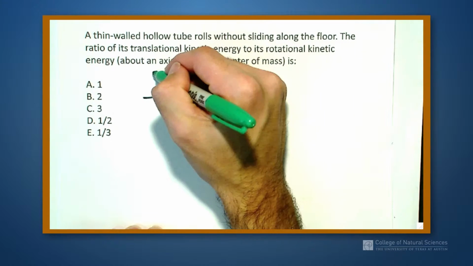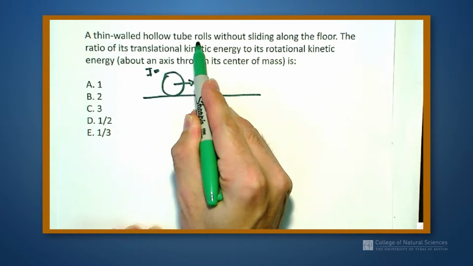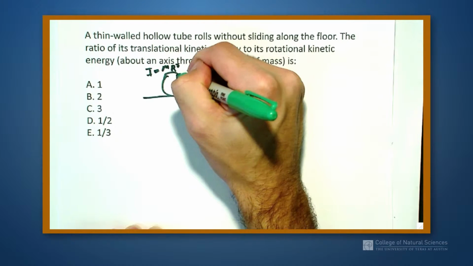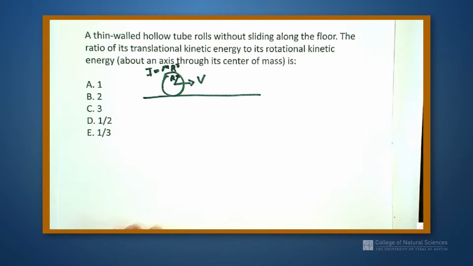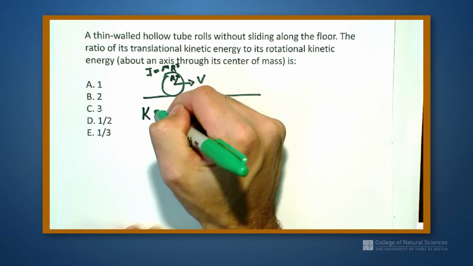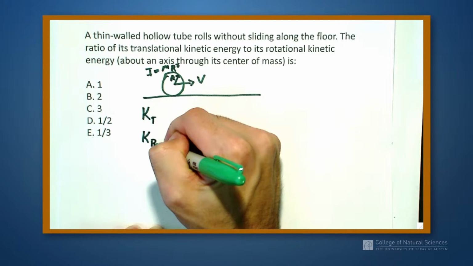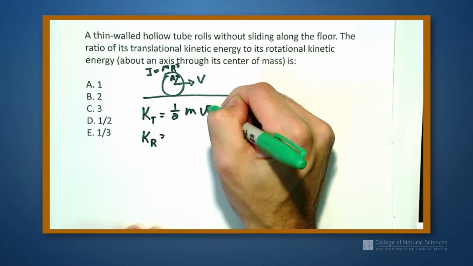It has some moment of inertia, which for a hoop, a hollow tube, is going to be mr squared, where this is my value of r. And it wants to know what's the ratio of translational kinetic energy to rotational. Well, translational is 1/2 mv squared.